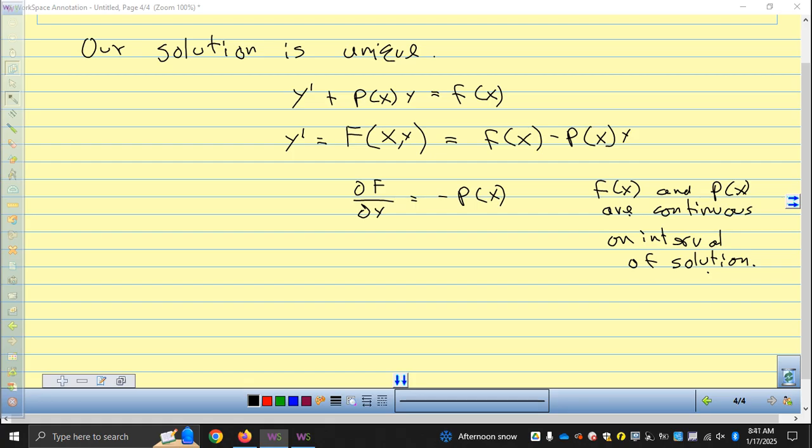All right. So our solution that we found is unique because for our differential equation, the right-hand side satisfies our conditions for having a unique solution. All right, so let's look at another example.